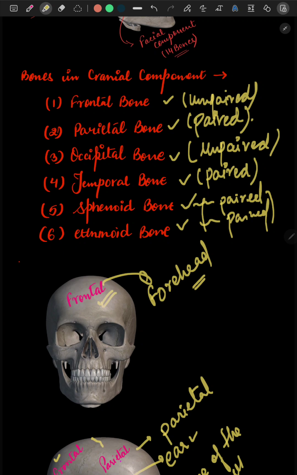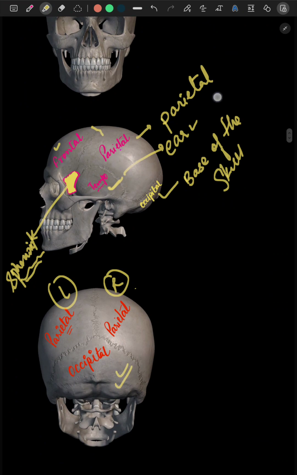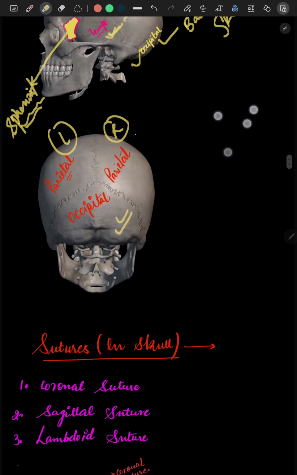So now you know the different bones which form the cranial component of the skull and whether they are paired or unpaired. This was the basic. Just for a quick revision: this is the frontal bone, parietal bone, temporal bone, occipital bone, sphenoid bone and the ethmoid bone.